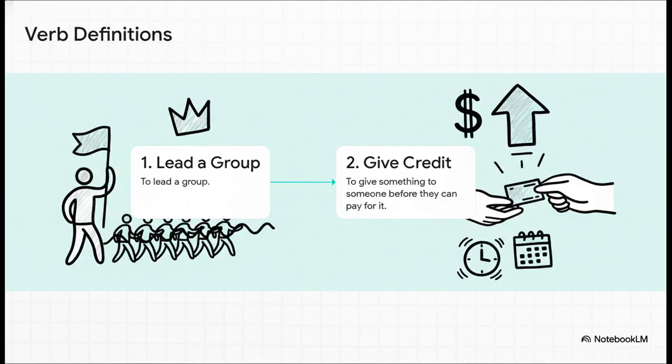Okay, now for the verb. And this is where things get really wild, because the 2 main definitions could not be more different from each other. First, to front can mean to lead a group. And second, in a much more informal way, it means to give someone something before they can pay for it, like spotting them some cash.